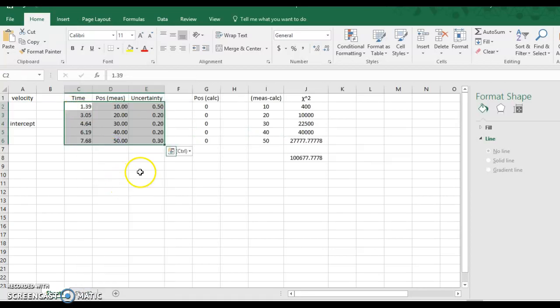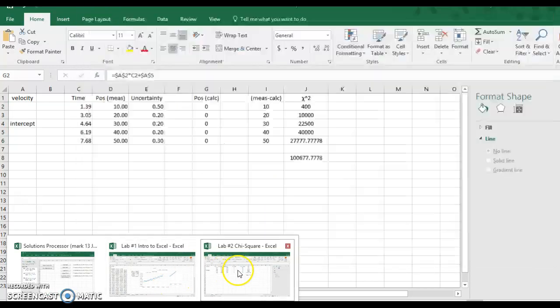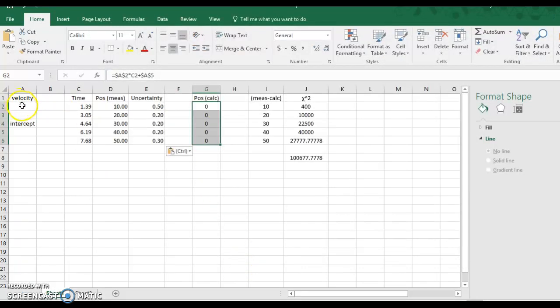There we go. That's what we want. Okay, so this is our position measurement. This column represents our calculated position, and notice that the formula is already in there, right? Our formula is the velocity times time plus the intercept. And so what we have is the velocity. We're going to put the velocity here, and we're going to put the intercept here.